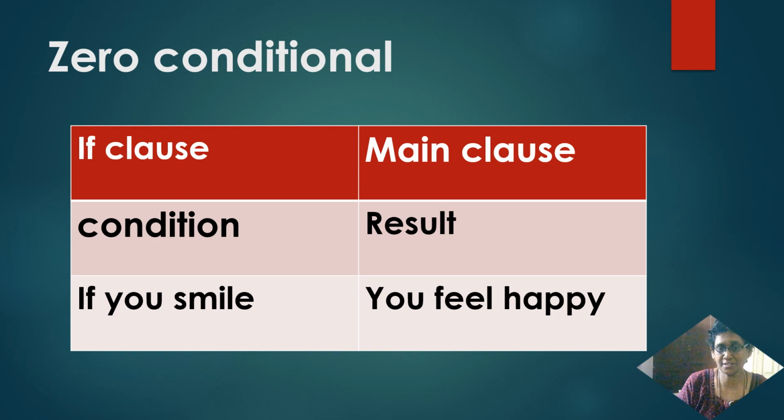So this is the condition. Smiling is my condition. What is the result? It makes me happy. If you smile, you feel happy. Have we followed the structure here? Both the cases will have present tense, that is, the if clause as well as the main clause. If you smile, you have the simple present. You feel happy, you have the simple present again. So in both the cases, if you have simple present, it is zero conditional. That is the clue for you. So you don't have to panic.